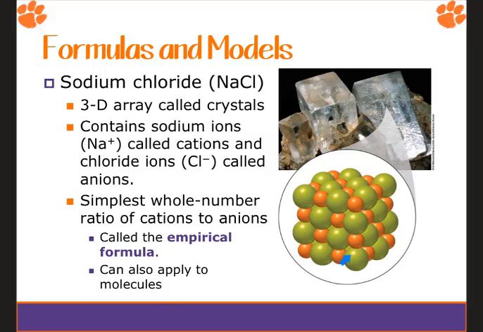So since we don't have a discrete molecule like we did with, say, acetone and acetic acid, we're not going to sit here and count how many Na pluses and Cl minuses you have. So you're just going to take the simplest whole number ratio. This is referred to as the empirical formula. So the empirical formula of sodium chloride is NaCl, meaning that for every 1 sodium cation, you have 1 chloride anion. This empirical formula can also apply to molecules as well. So we can also calculate the empirical formula of our molecular formulas, so of our molecules.